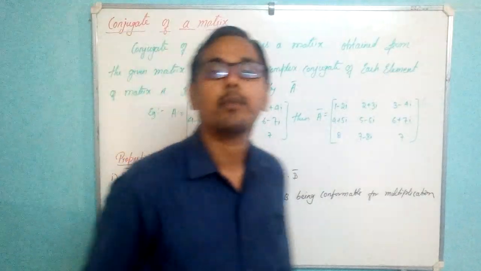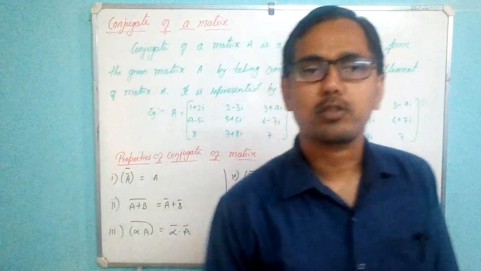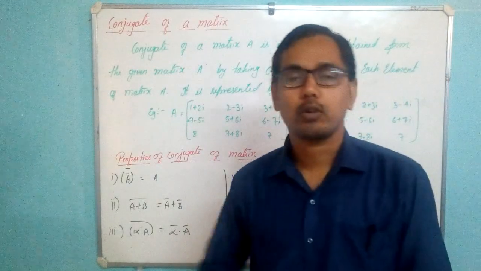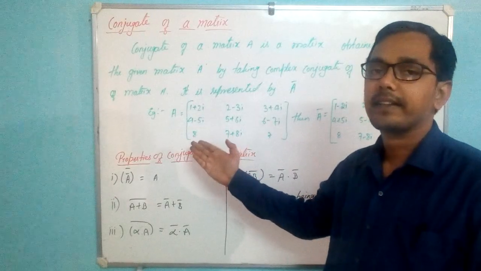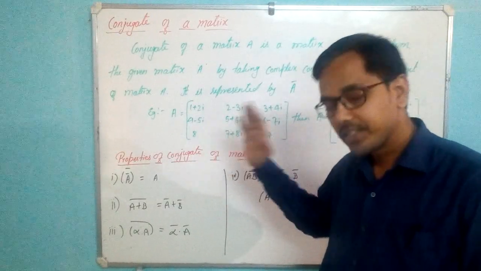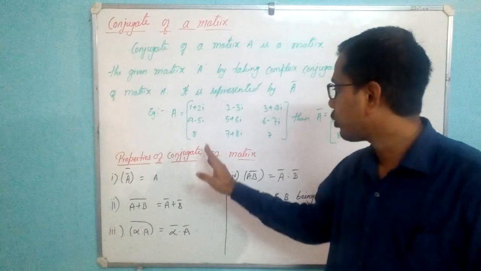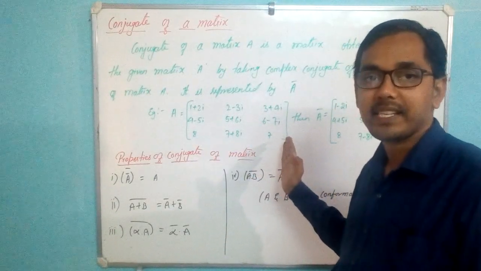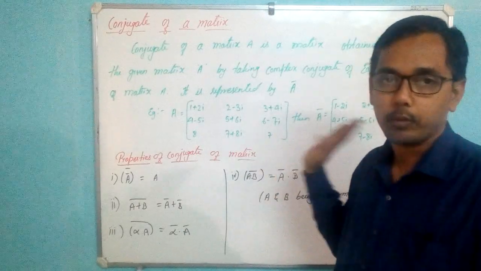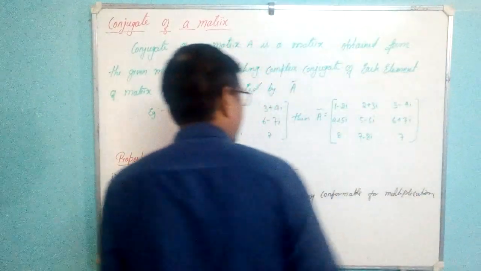Whenever you get only numbers without complex parts, its complex conjugate will be the same thing. You are not going to change it. As 8 is a number, the complex part is 0, right? It is a number, the imaginary part is 0, so its conjugate will also be 8 only. 7 is a real number with imaginary value as 0, so its conjugate will be 7 only. Okay, so it will remain as it is.